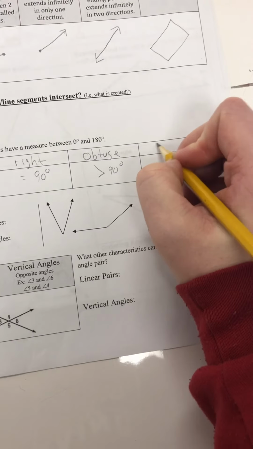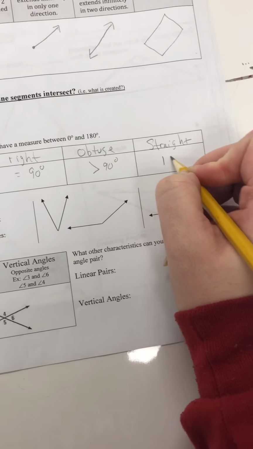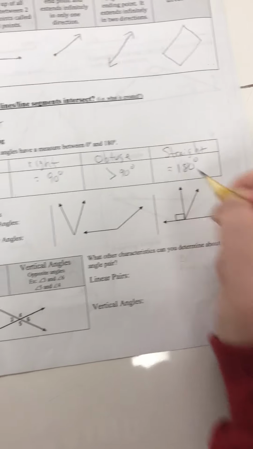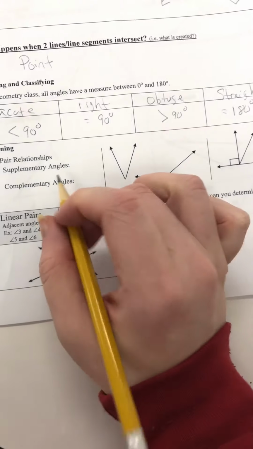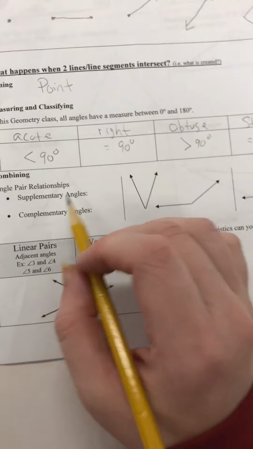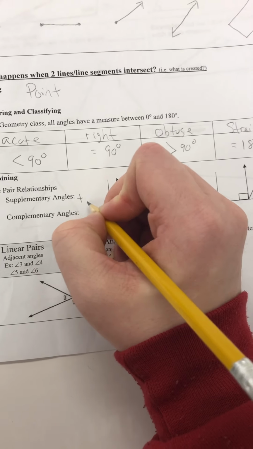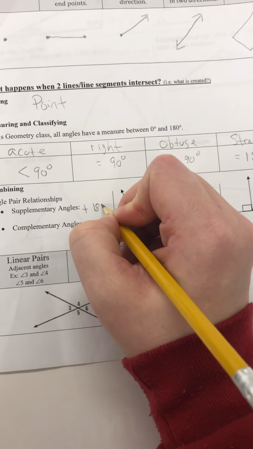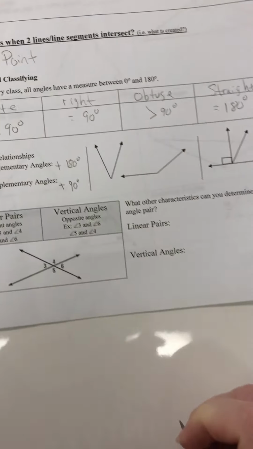And then we have what are called straight angles, because it's a straight line, and that means it's equal to 180 degrees. We also have these things called supplementary and complementary angles. Supplementary means two angles add to give you 180. Complementary means they add to give you 90.